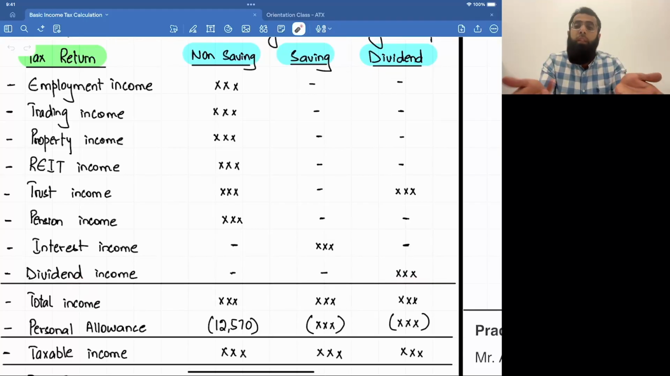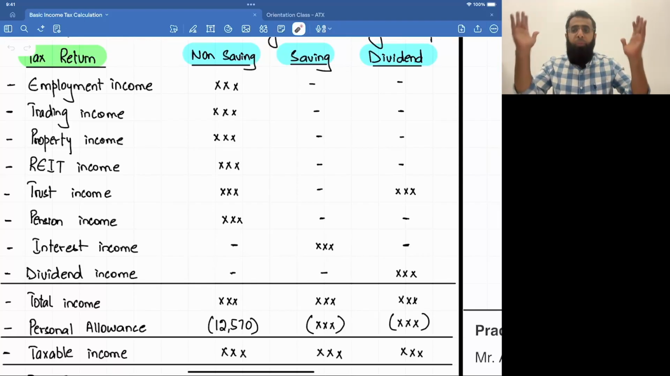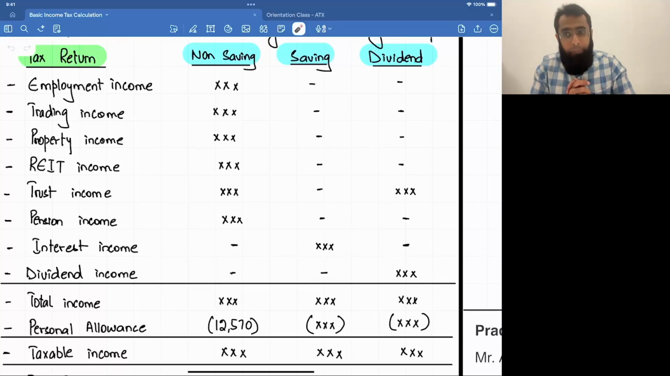Sir, what is trust income? What is REIT income? What is pension? I cannot understand. What are you doing? My friend, today is the first class. Don't rush. Patience, patience. It's just a pro forma, just to give you an idea of how a tax return looks.